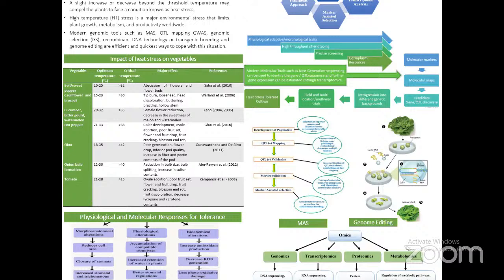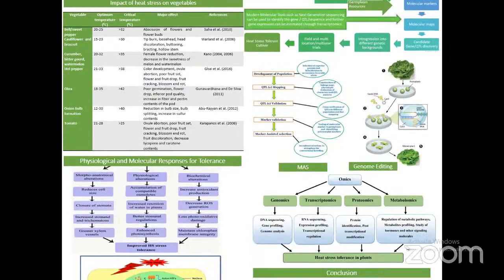And if you want to go for fine mapping, the next step is GWAS, that is genome-wide association studies. Once the candidate gene or the QTL is identified, we can introgress that into different genetic backgrounds to finally develop a heat stress tolerant cultivar. Next, when we see the cutting edge technologies like genome editing, it gives us a precise manipulation of candidate genes by either knockout or knock-in approaches.